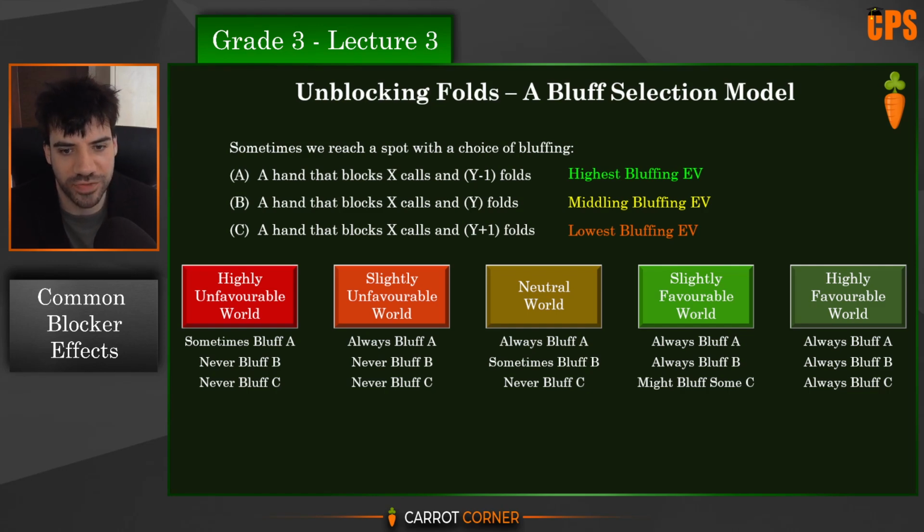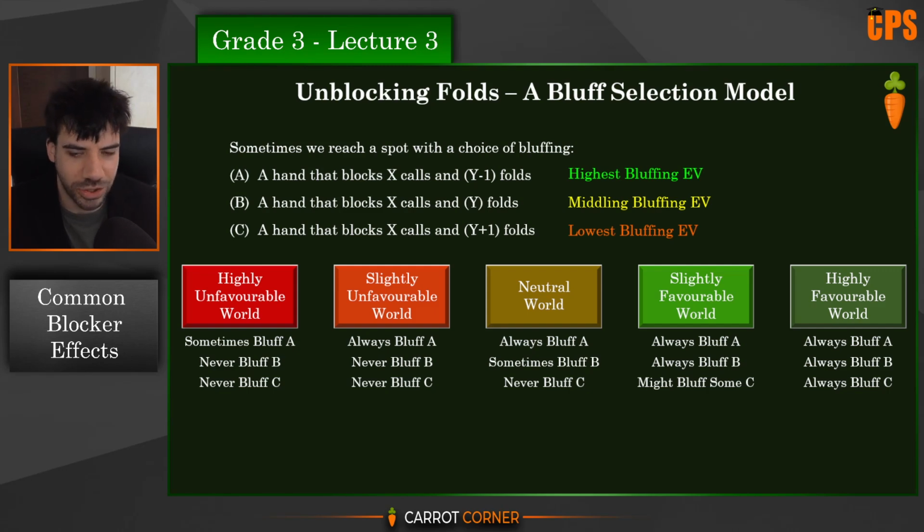This is a really useful metric, and although it is abstract and not directly applicable when you sit down to play poker later today or tomorrow or something, it will change the way you think about bluff selection. By first identifying which kind of world you're in, and then thinking about the blocker properties of your hand with respect to unblocking folds, you'll have a really good idea of which combos you should be bluffing. Yes, the X factor of the hand, how many calls it blocks, can also be relevant, as we'll see.